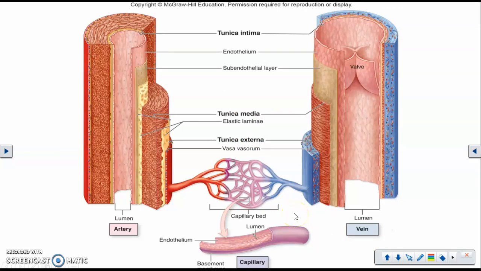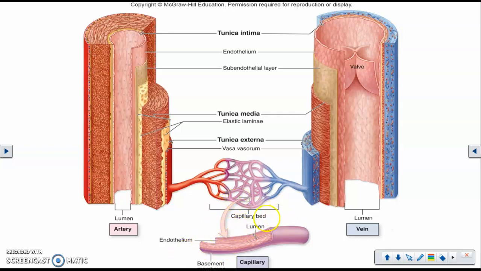So arteries carry blood away from the heart, veins carry blood towards the heart, and capillaries are the blood vessels between arteries and veins. This is a compare and contrast between the structures of those three main vessels: arteries, veins, and capillaries. I'm just going to talk about the capillary first because it's the easiest. What is not shown here is that there are three types of capillaries: continuous capillaries, fenestrated capillaries, and sinusoidal capillaries. Continuous capillaries have no breaks, no gaps.